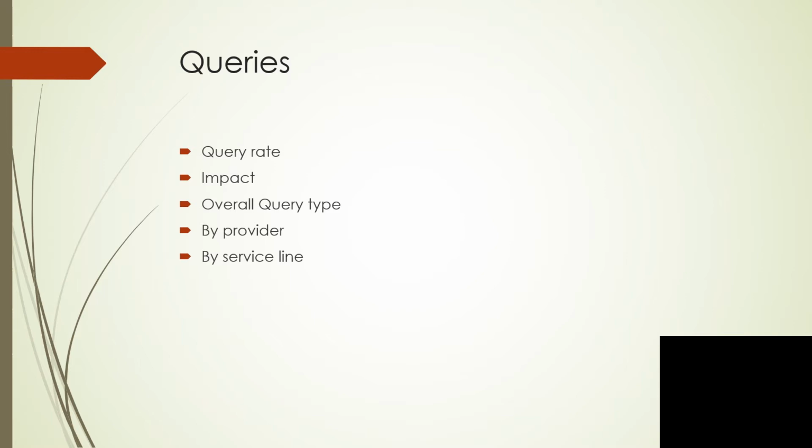And another way that we look at productivity and we look at effectiveness and impact is by our queries. So the big overarching metric is our query rate, right? And I think the industry is still saying somewhere between 30 and 35%, even up to 40%, is a good query rate for a facility.